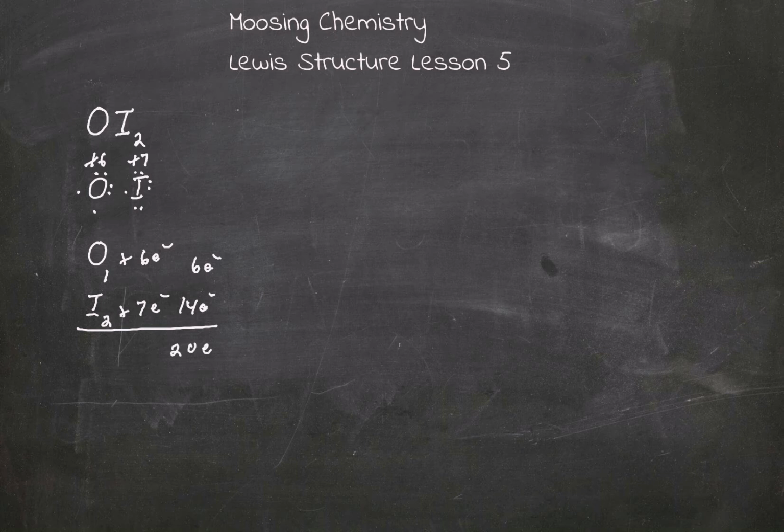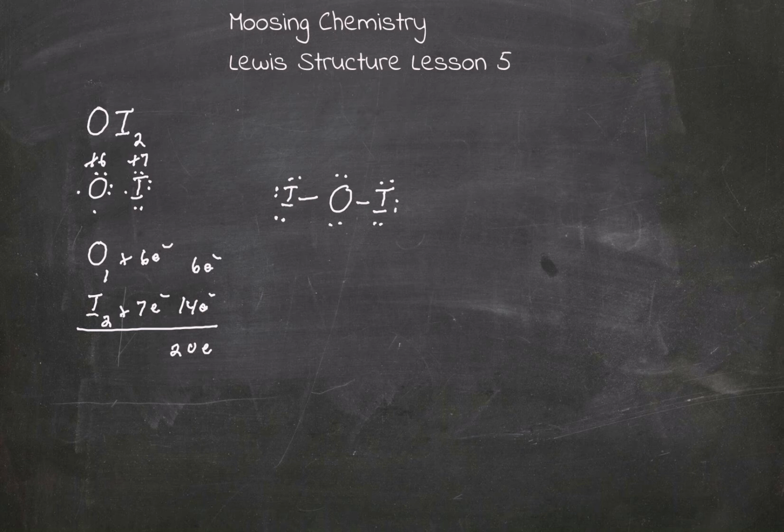Now when you look at this, what we're going to have to do is draw a structure that has 20 valence electrons. So we'll start this off with O, put an I here, put an I there. And we're going to connect the I's first. And then that's 2, 4, 6, 8, 10, 12, 14, 16, 18, and 20. Now when we look at that, is that the right structure?